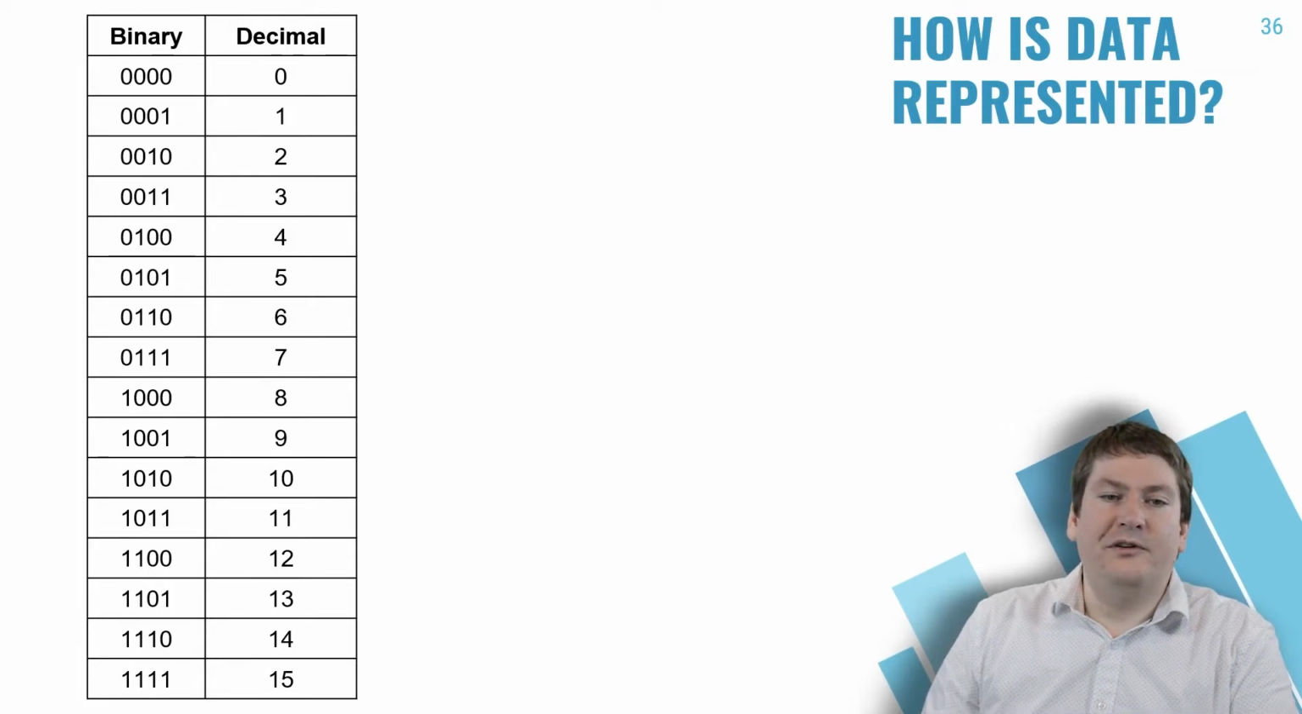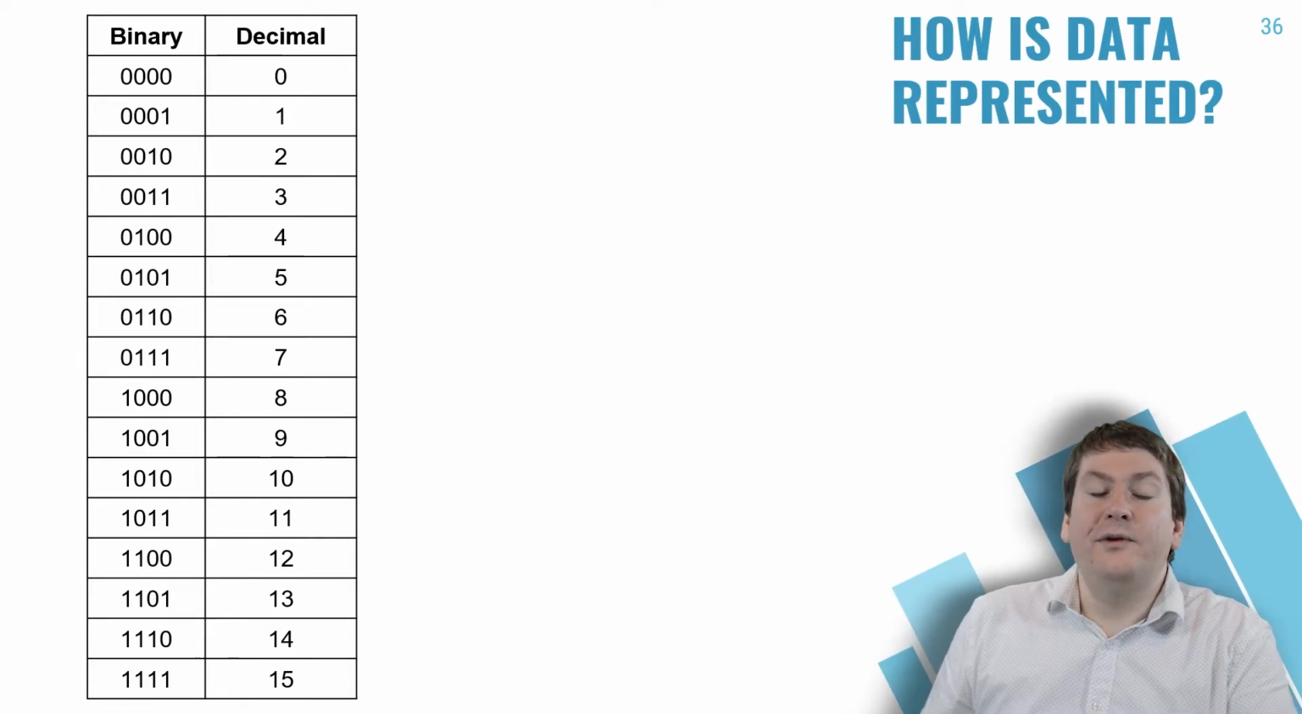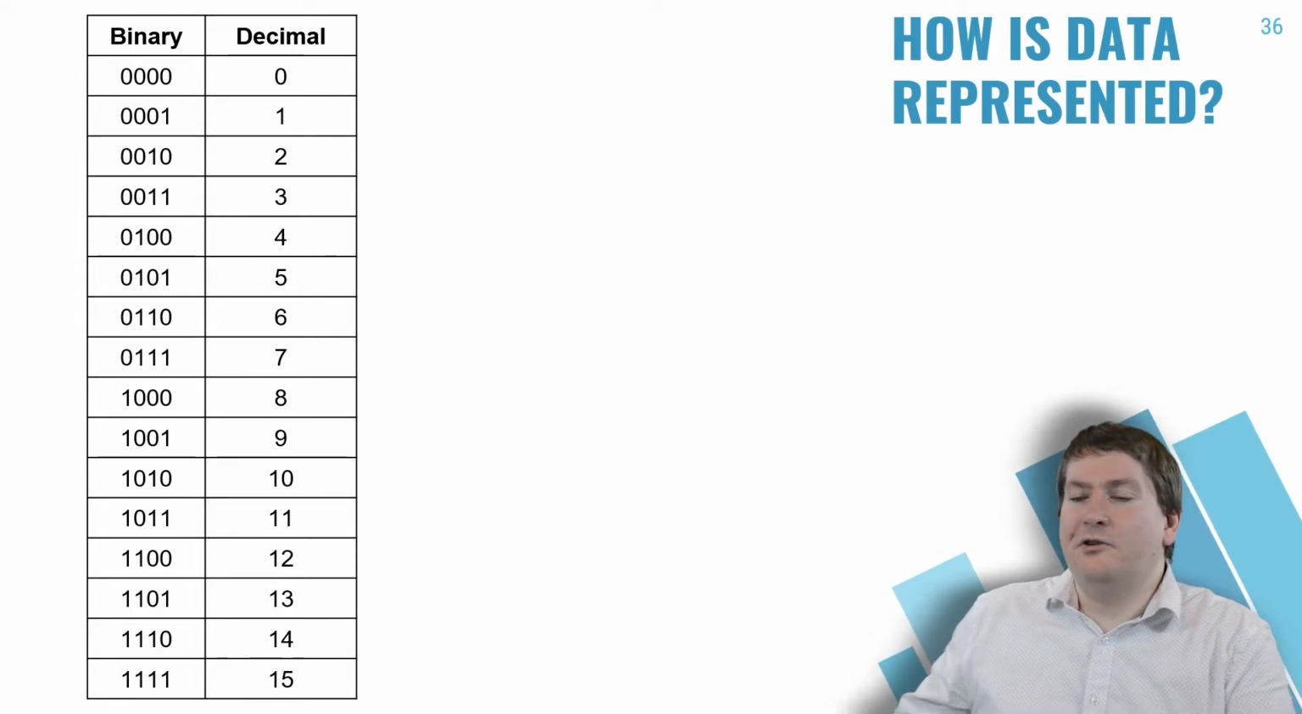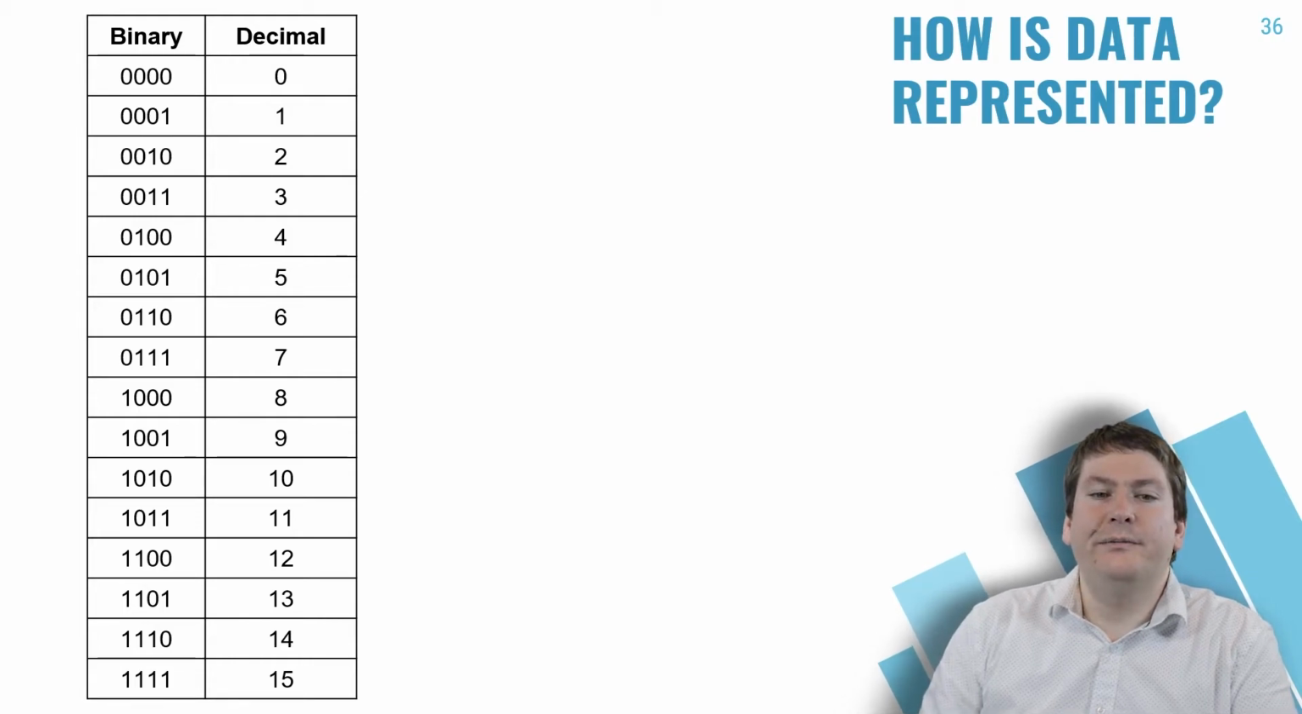So the first number is 0, the next number is 1. After that, we have no more digits to use, so we have to put a 1 in front. Then it becomes 1, 0, then 1, 1, then 1, 0, 0, 1, 0, 1, 1, 1, 0, and so on. Again, you don't have to memorize this table at all. I just want you to have a high-level understanding of what's going on here.